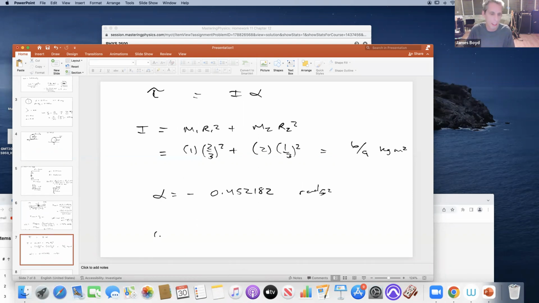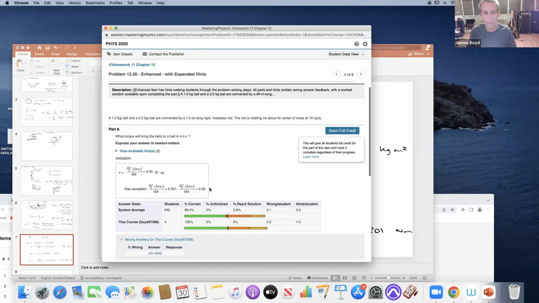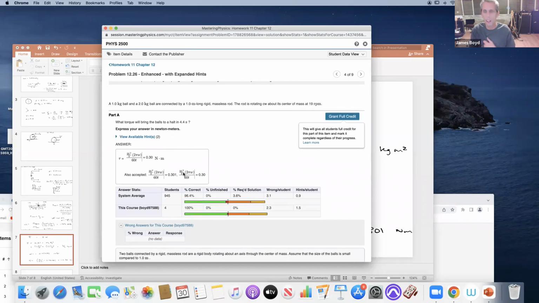And the net torque needed will be I alpha, so 6/9 times negative 0.452182. I multiply that by 6/9, and I get negative 0.301 Newton meters. They just want the magnitude, so they're taking the opposite value, so negative doesn't need to be there.